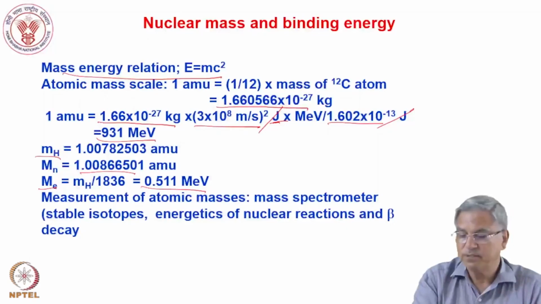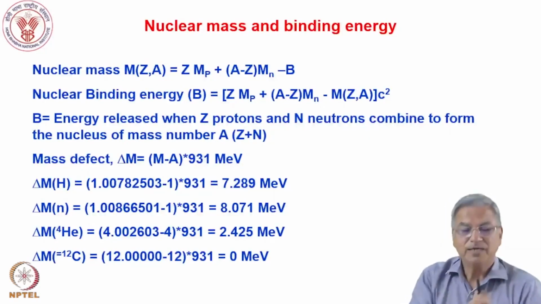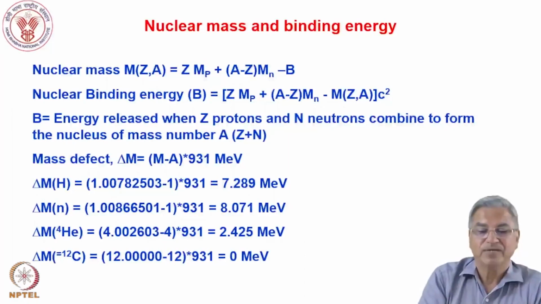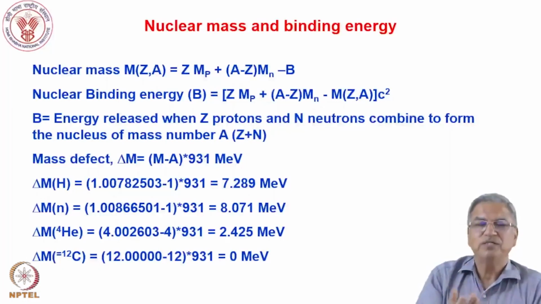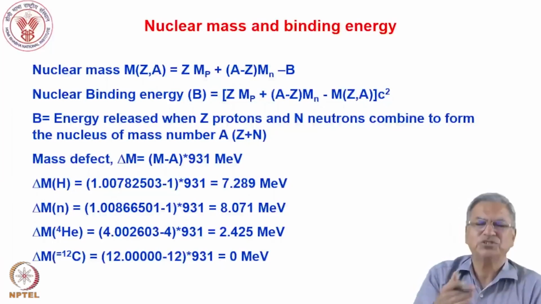So this is an important relationship we will use in our calculations. Another aspect is nuclear mass and binding energy. As I mentioned, mass and energy are interconvertible. So when a particular nucleus is formed from constituent nucleons, a certain energy is released. That is what we call the binding energy. In other words, if you want to break a nucleus into its constituent nucleons, then we need to supply energy, that is called the binding energy.